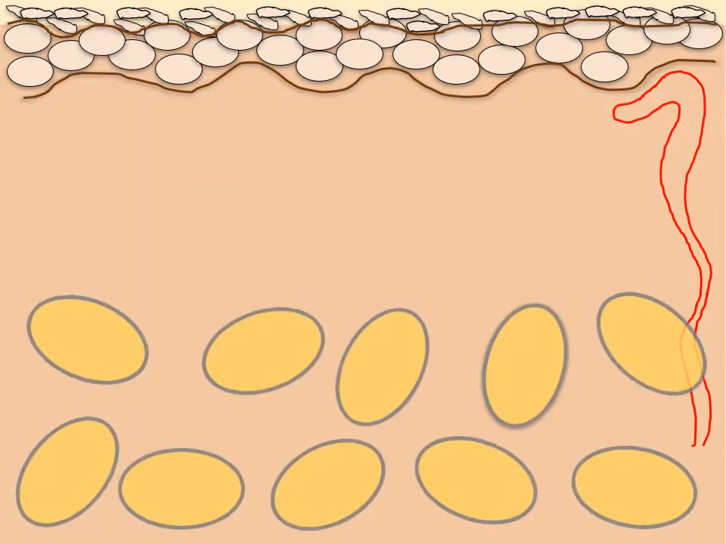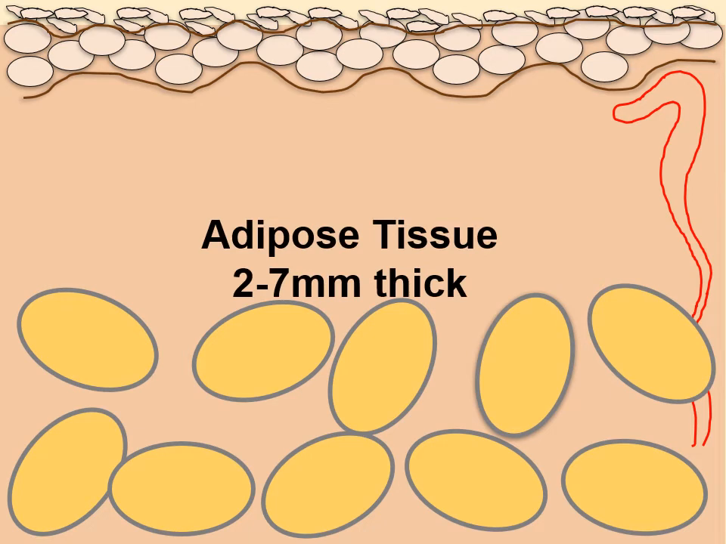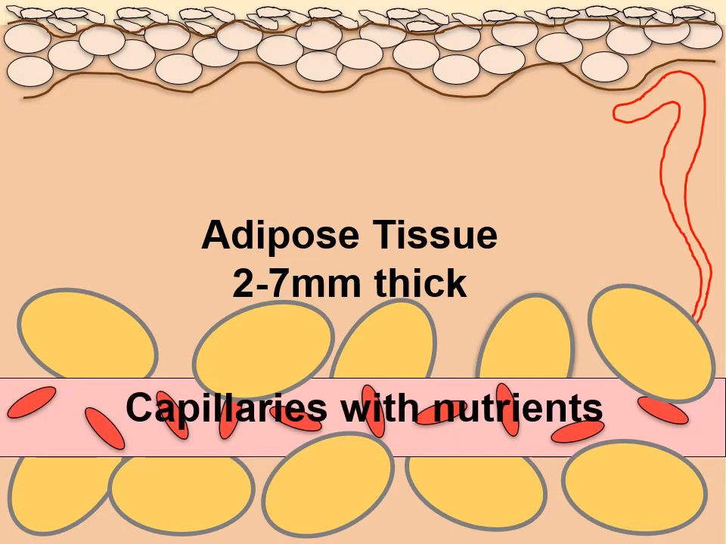Now we're going to add the adipose tissue. This is below the dermis. This is the third layer of skin. It's much thicker again. It's 2 to 7 millimeters thick, below the level that you can see in this drawing. And in addition to those fatty cells, you have the capillaries which go through them. Those capillaries have all the nutrients in them. They have the blood cells in them, and those feed those little vessels that I left drawn on the right-hand side.